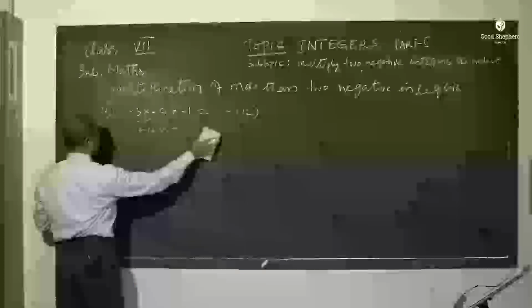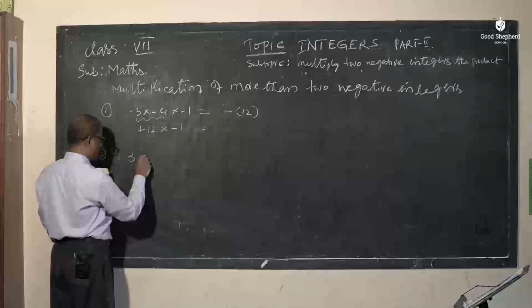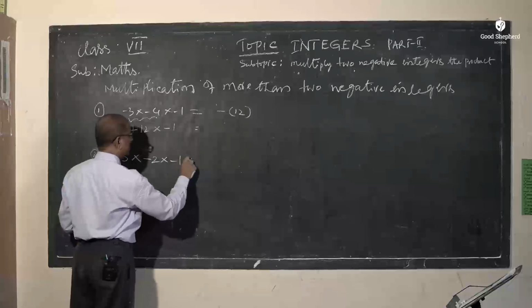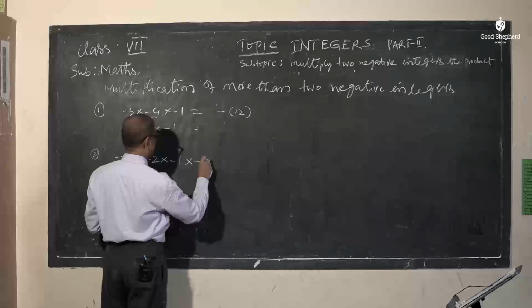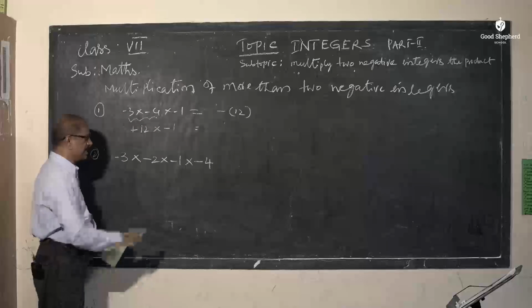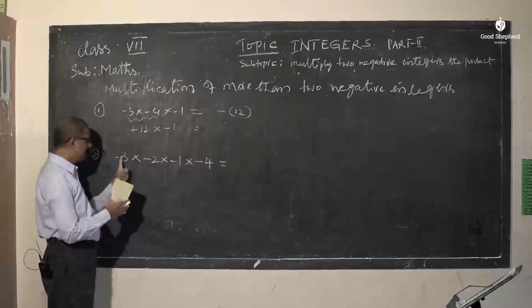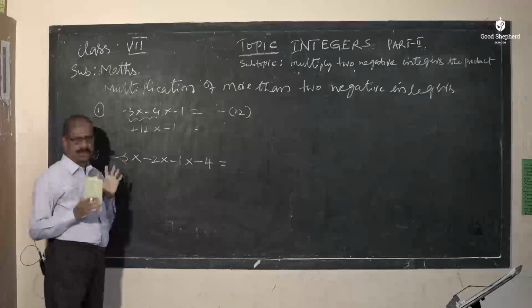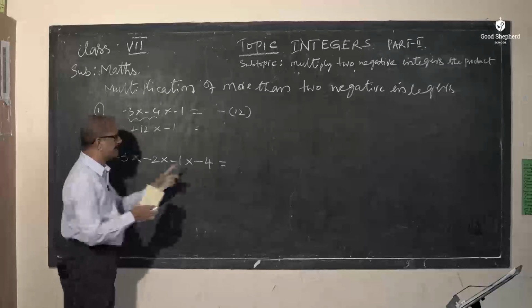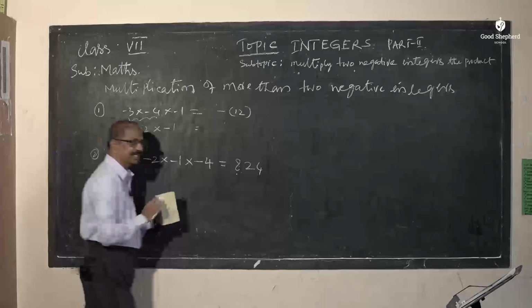Next, I am going to ask some questions. The second one is 3 into minus 3, minus 2, minus 1 into minus 4. What is the result of this? First, as usual, write the multiplication: the product of 3 into 2 into 4 into 1. 3 2s are 6, 6 1s are 6, 6 4s are 24. I will write 24. Then what sign should I keep here?